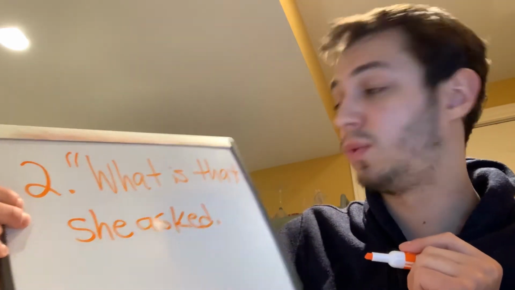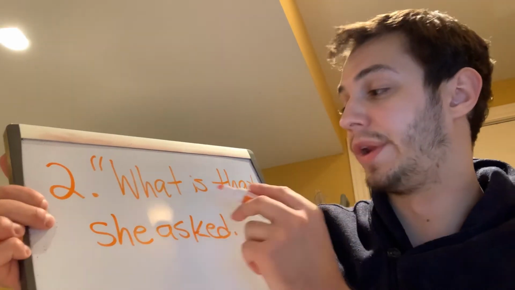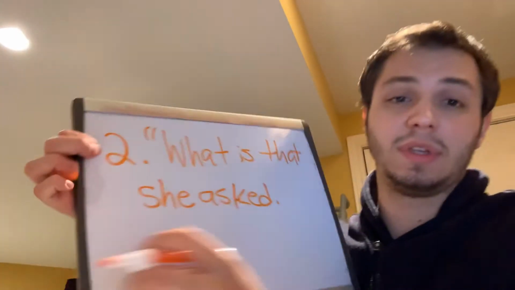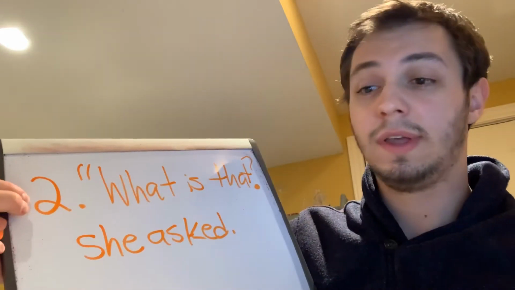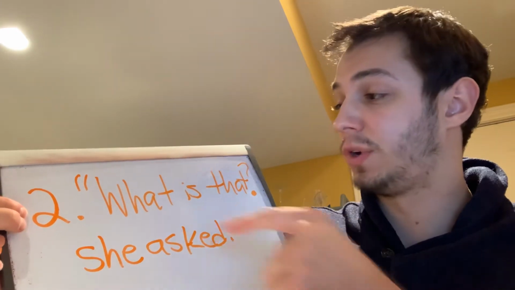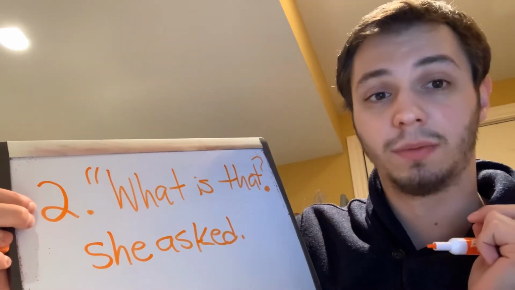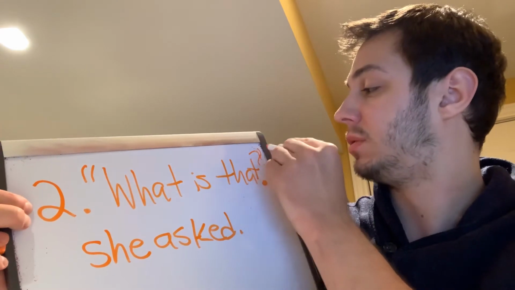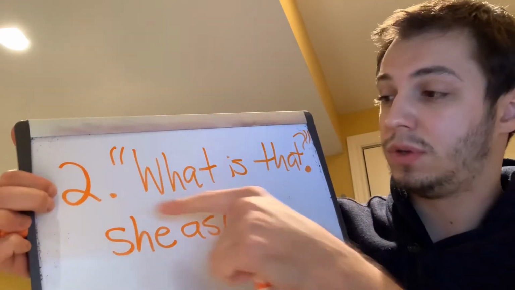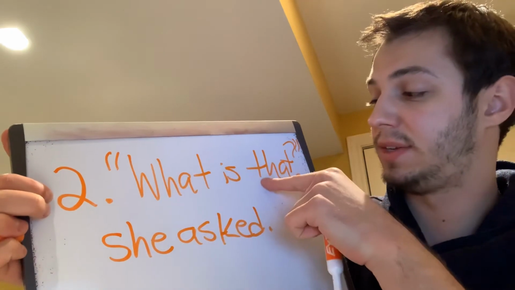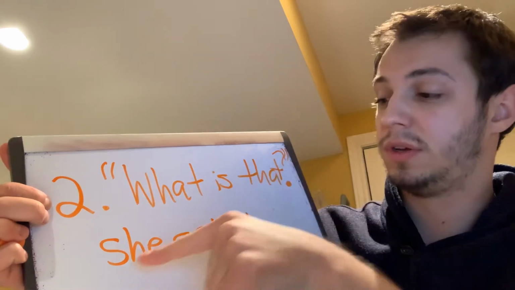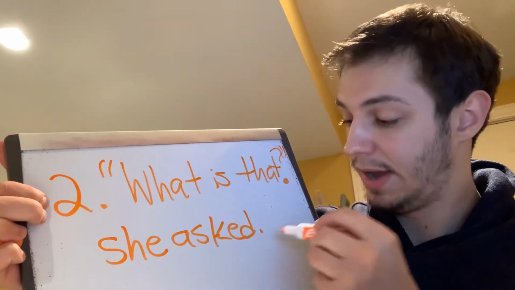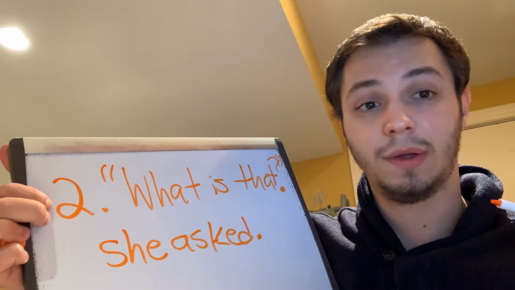So the exact words that she asked are, what is that? So right after the word that, I'm going to need to add my question mark. In addition, right, the exact words are, what is that? So after my question mark, I need to add my quotation marks. Right? So now I have question mark, quotation marks, she asked, and then at the end, I need to make sure I have my period.